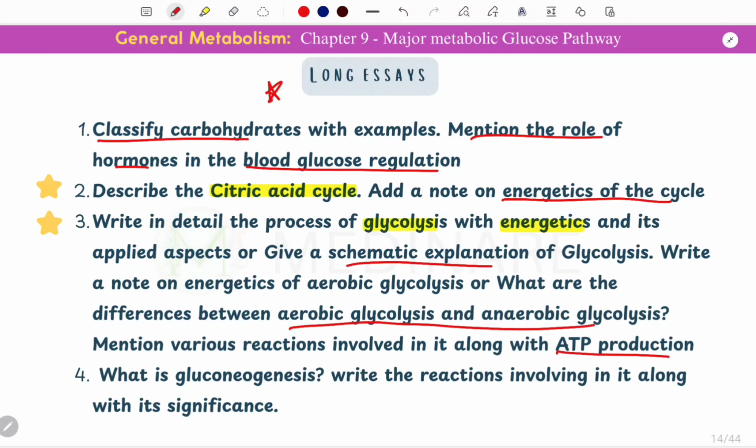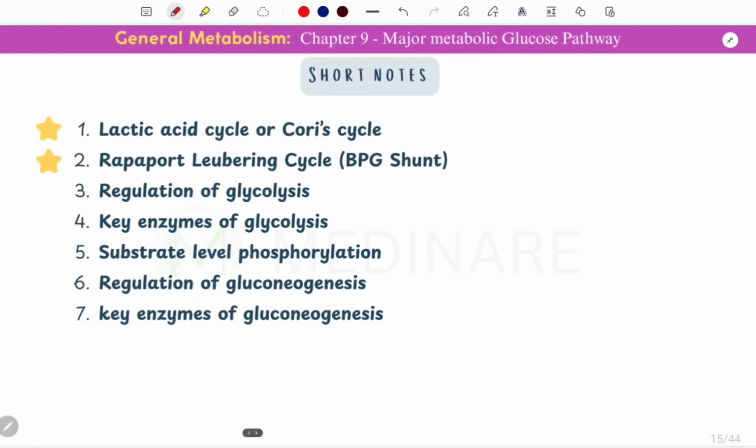The next question is, what is gluconeogenesis? Again, this one is very important, gluconeogenesis. So from this, we have three different questions, right? Three main topics. One is the TCA cycle. Next one is glycolysis. Next one is gluconeogenesis. So these three are very important questions. Moving on to the short notes. First one is lactic acid cycle or Cori cycle. Next one is Rapoport-Luebering cycle.